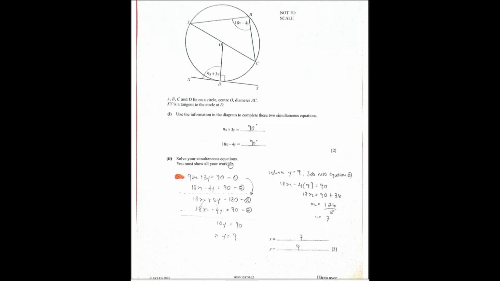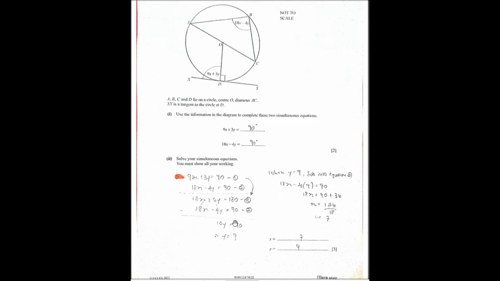Our first equation goes by 9x plus 3y, which is equal to 90 degrees, and the second equation goes by 18x minus 4y equal to 90 degrees. I multiplied the first equation by 2 so that we have similar x values. So our updated first equation will be 18x plus 6y equals 180, which I put as my equation 3, and copy back the equation 2 under it.